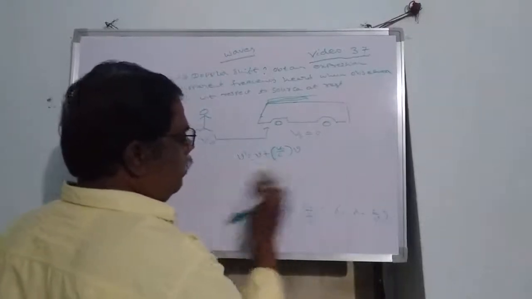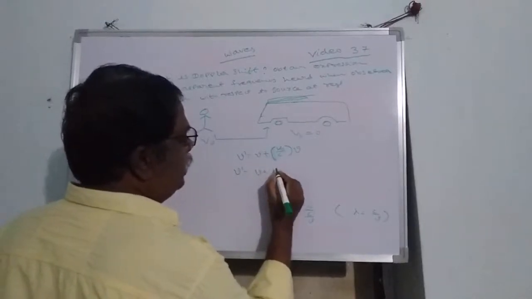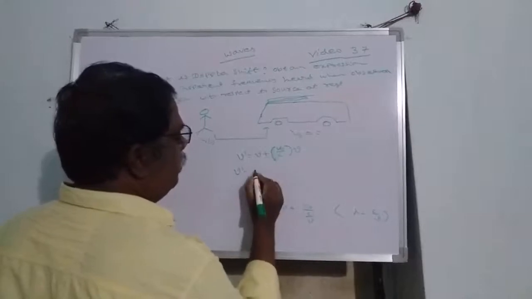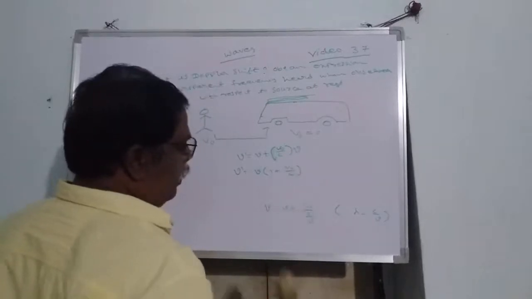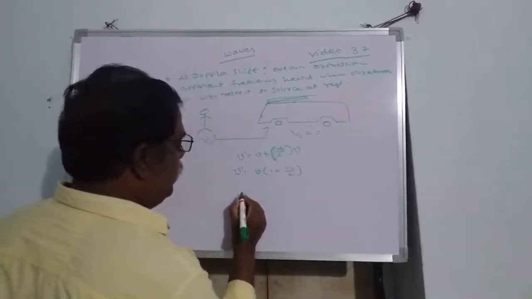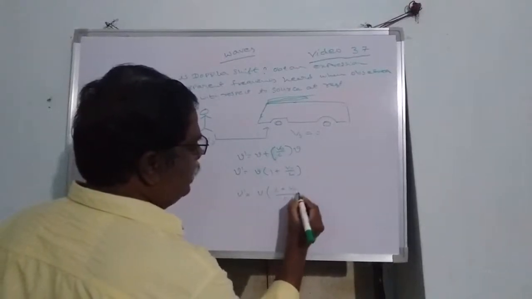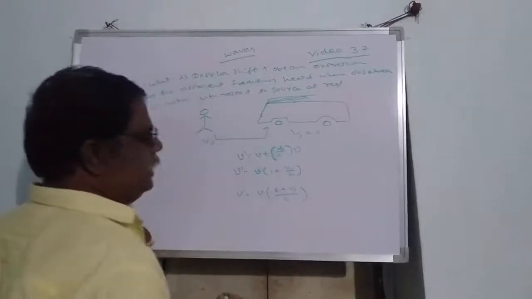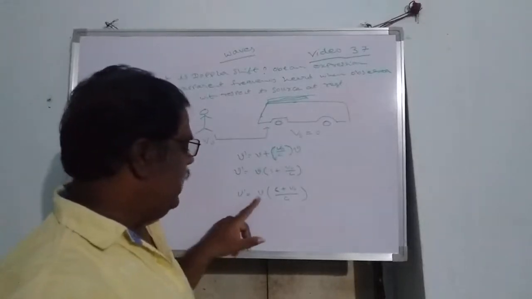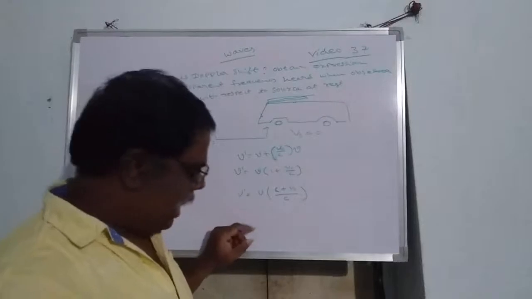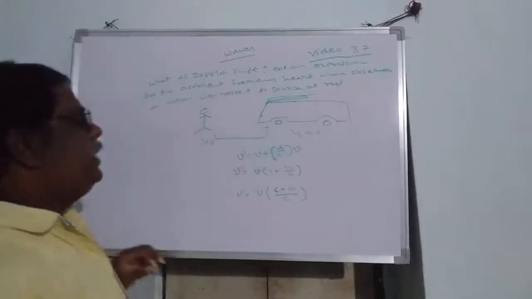It can be written as mu dash equal to mu plus, taking mu common, mu into 1 plus V naught by C, and also as mu dash is equal to mu into C plus V naught by C. Here C is the velocity of sound in air, V naught is the velocity of the observer, mu is the actual frequency, and mu dash is the apparent frequency when the observer is moving towards the stationary source.